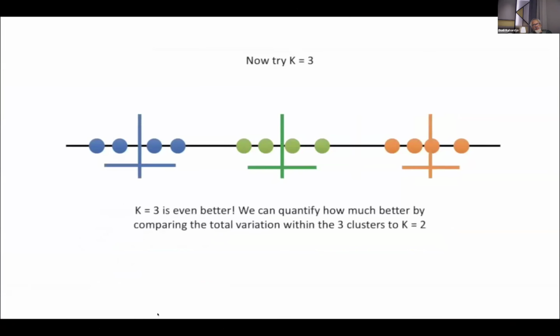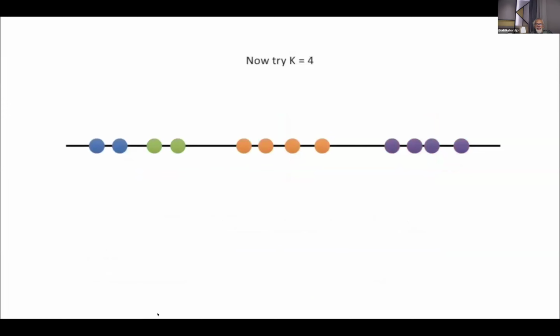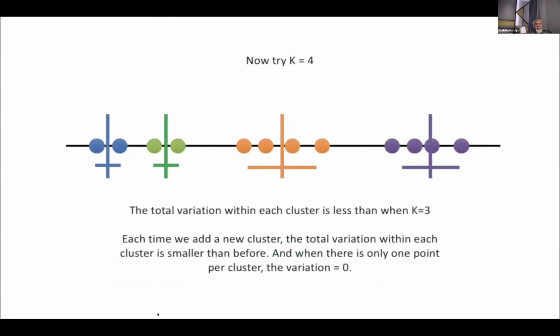Now try k equals 3. K equals 3 is even better. We can quantify how much better by comparing the total variation within the three clusters to k equals 2. Now try k equals 4. The total variation within each cluster is less than when k equals 3. Each time we add a new cluster, the total variation within each cluster is smaller than before. And when there is only 1 point per cluster, the variation equals 0.